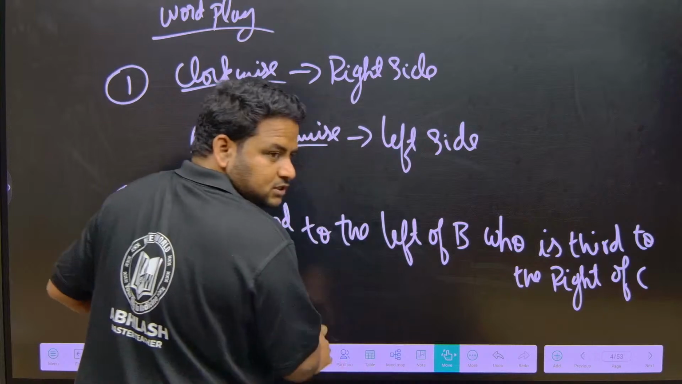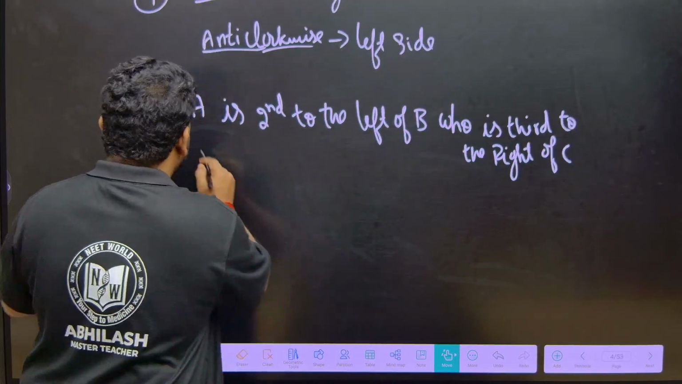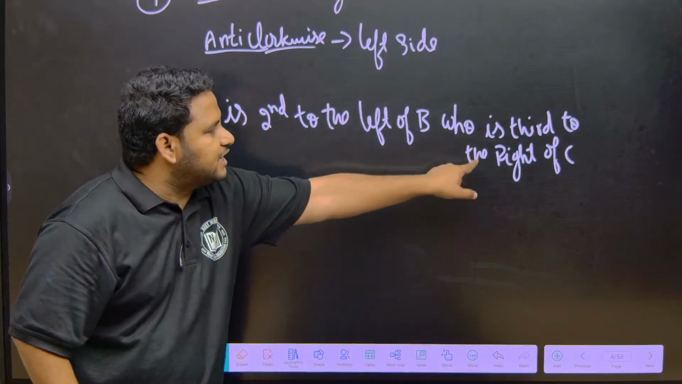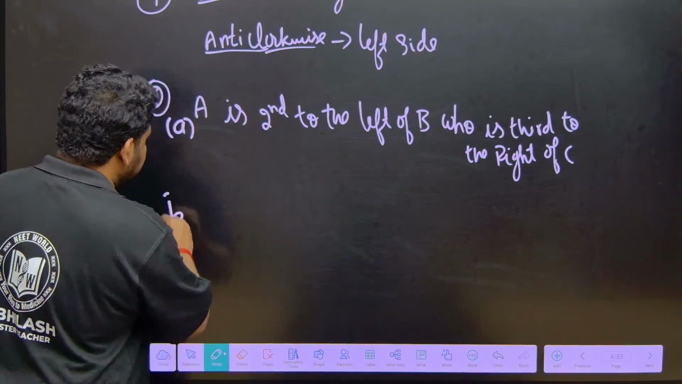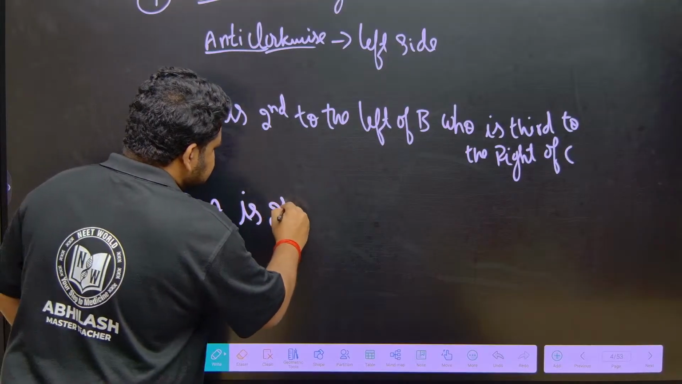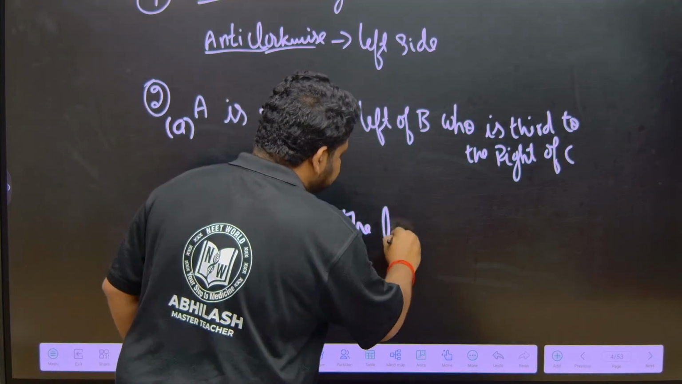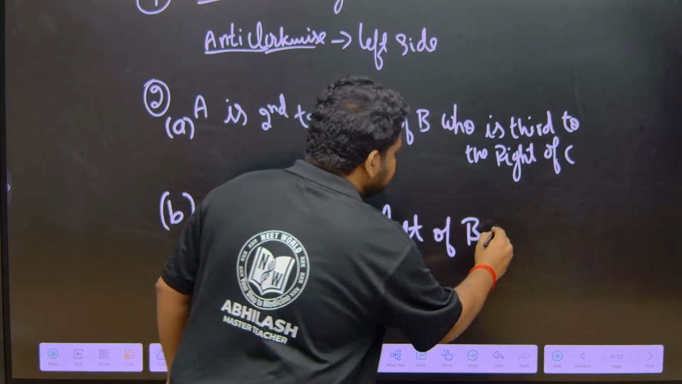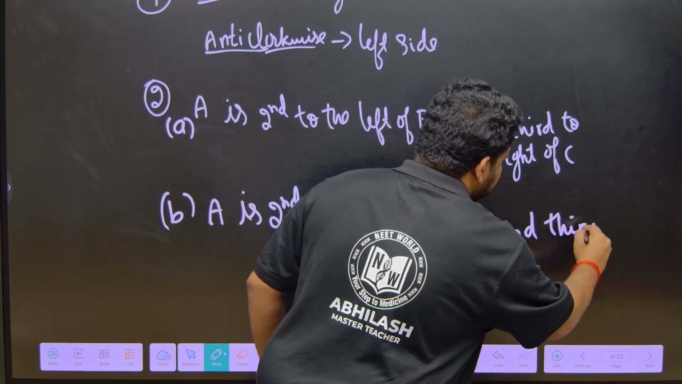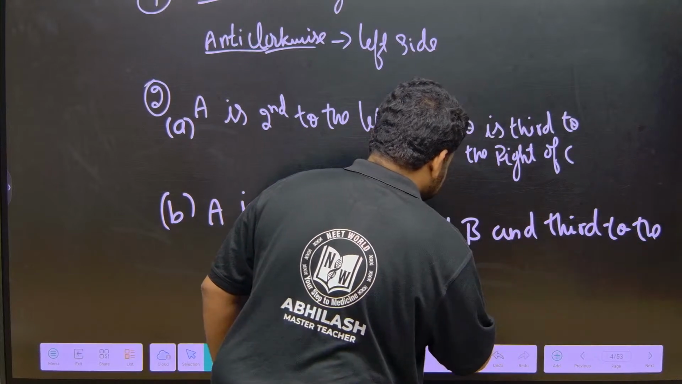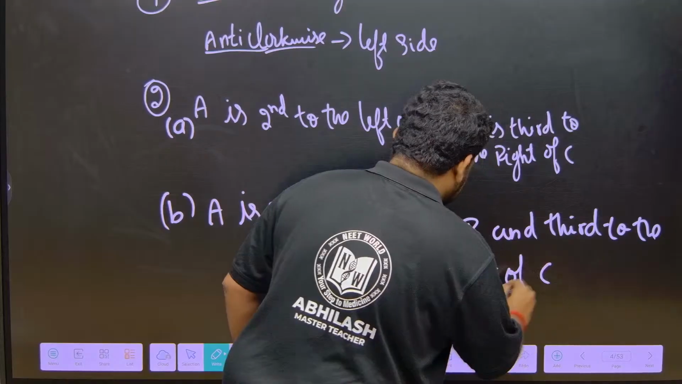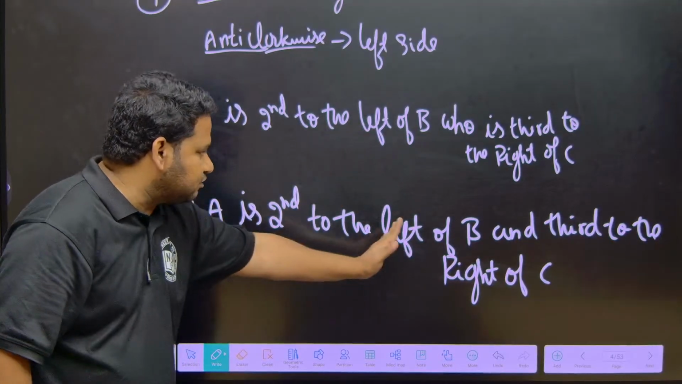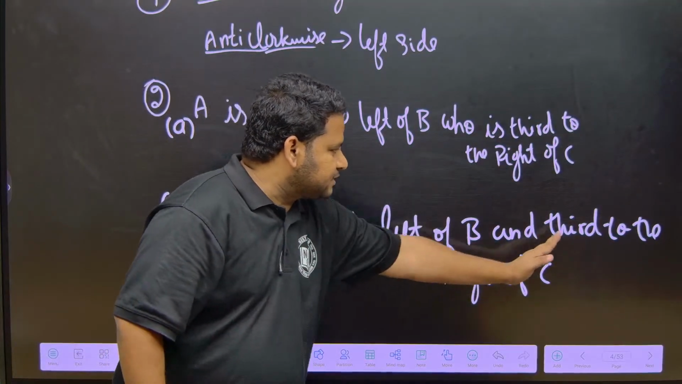Now, same thing I will write, observe carefully. First is scenario A: A is second to the left of B, who is third to the right of C. Next, scenario B: A is second to the left of B and third to the right of C. See, the first part is the same: A is second to the left of B. The second part is: is third to the right of C.